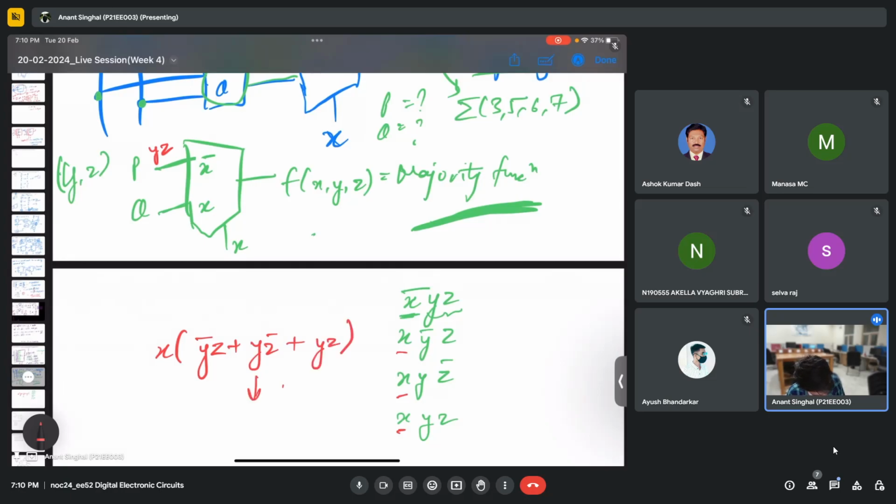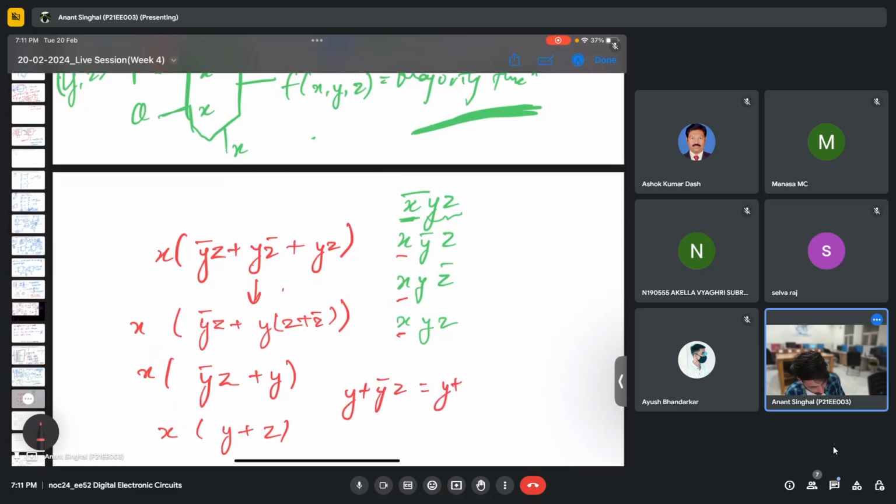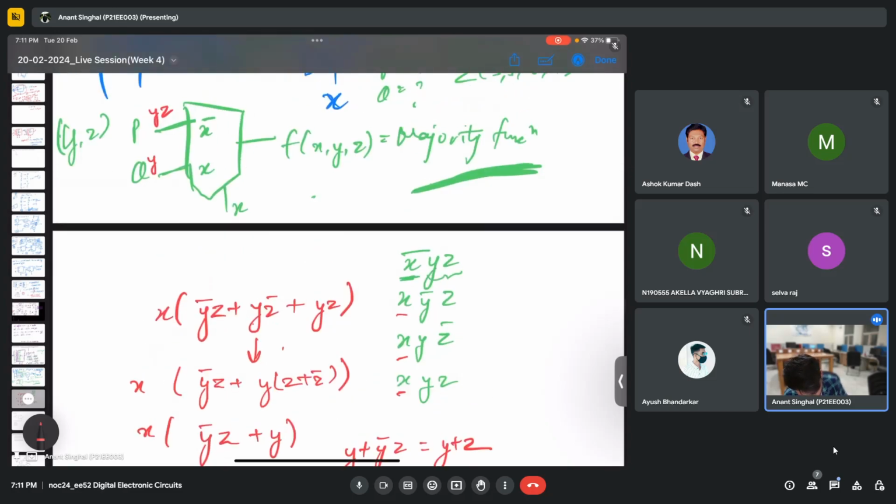So I'll take y common from the last two terms. So y z plus z complement. This will give me y complement z plus y, or I can write this as y plus z, because y plus y complement z will be y plus z. So I can write q as y plus z. So basically p is an AND gate of y z and q is an OR gate of y z. Is there any doubt in this?